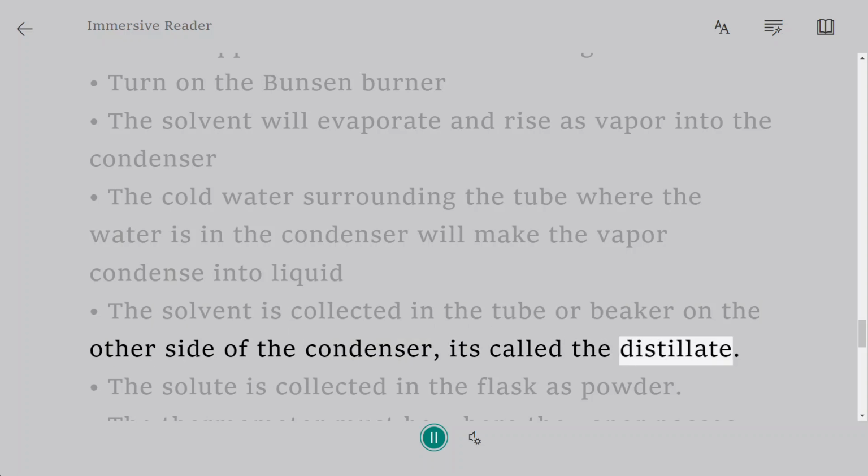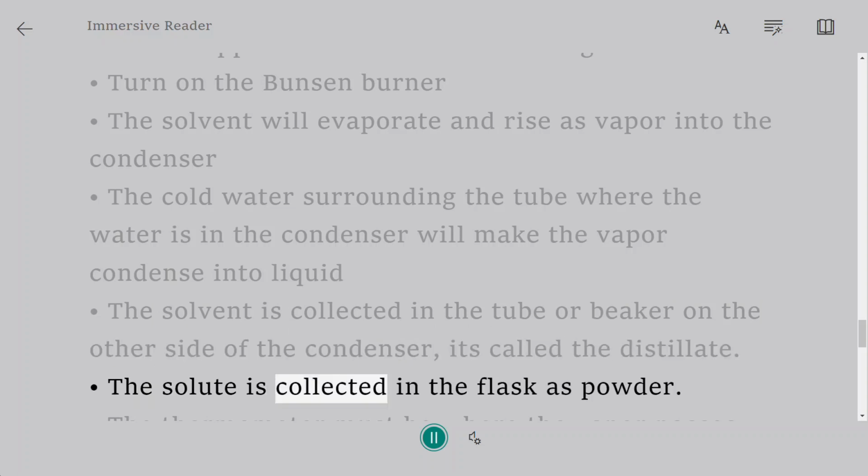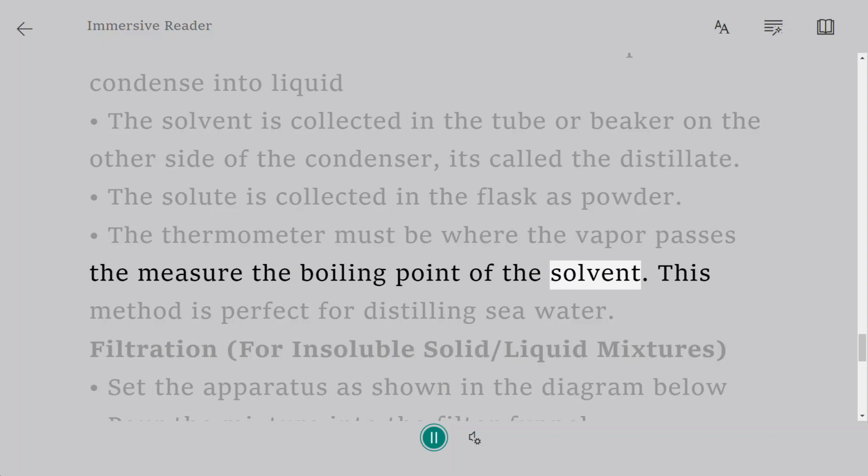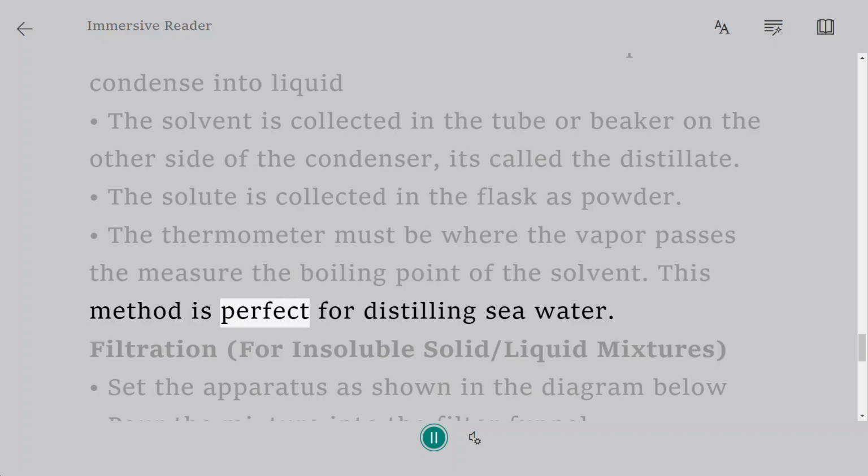It's called the distillate. The solute is collected in the flask as powder. The thermometer must be where the vapor passes to measure the boiling point of the solvent. This method is perfect for distilling seawater.